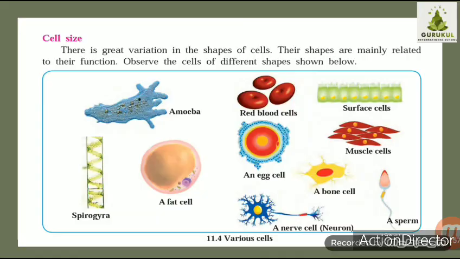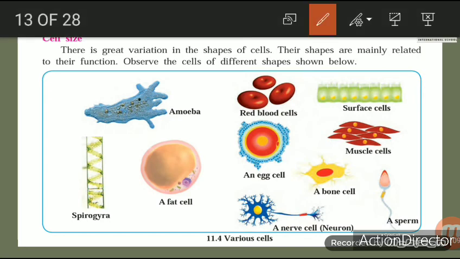In our book they have shown us the structures of various cells. You can see in the picture amoeba and spirogyra. Let us highlight them. This is amoeba. Amoeba is a unicellular organism. It's a very minute organism. Normally they are present in polluted water, ponds and streams. These are unicellular, meaning their body contains only one cell.